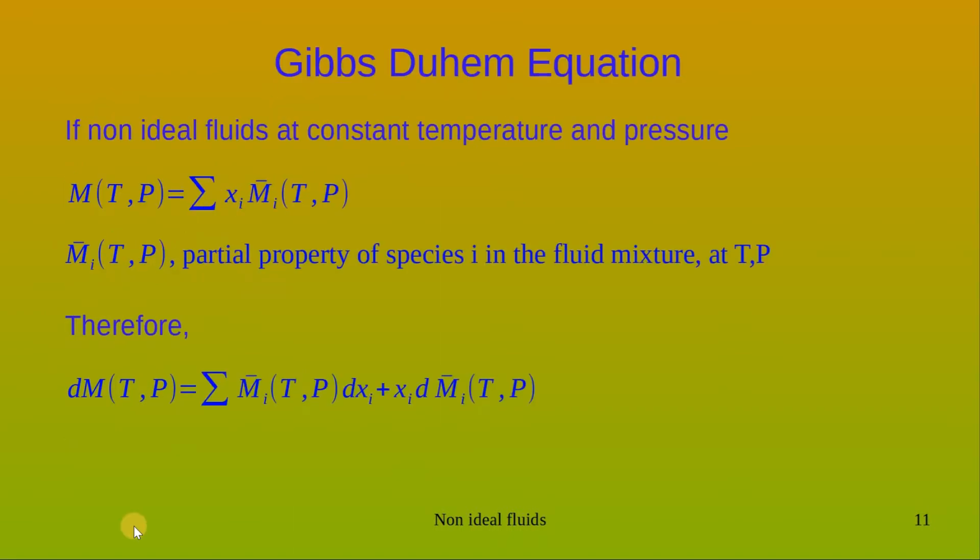Now let's turn our attention to the Gibbs Duhem equation. For non-ideal fluids at constant temperature and pressure, we know clearly that the total property is nothing but the summation of the mole fractions and the partial molar properties of the species. Now if we differentiate this equation, we get d(nM) is equal to the summation of Mi bar dxi plus xi into dM bar.